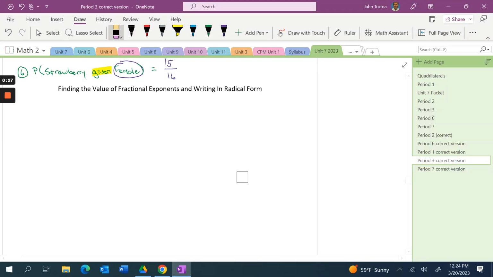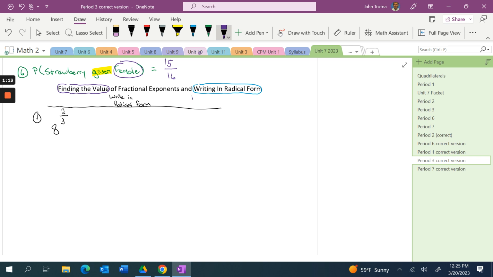So we're going to go over today, how do you do two things with fractional exponents? We're going to look at two of them. Number one, 8 with an exponent of the fraction 2/3. So what we're going to do is look at how do you write it in radical form. Okay, that's that right there, writing in radical form. And then the second thing we're going to look at is how do you find the value, finding the value of the fractional exponent.